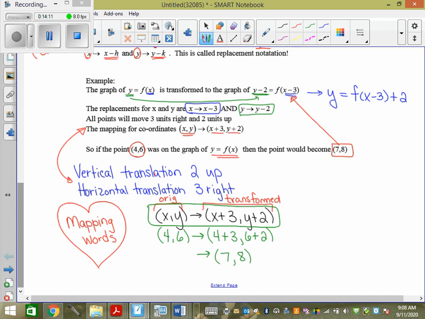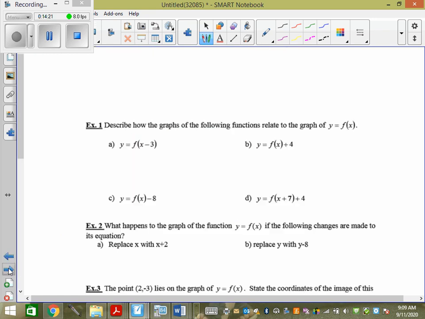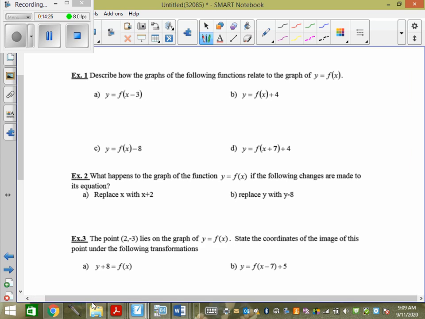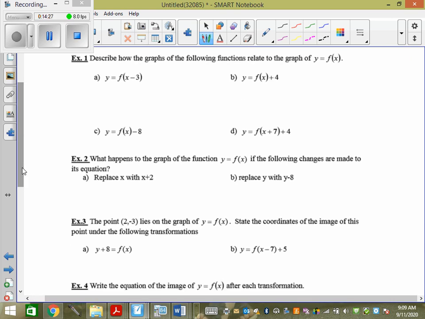Since it's a mapping question, you must show original point becomes new point. Next page. Here we're going to describe how the graphs of the following relate. So we're going to state our transformations, and they're relating to the graph y equals f of x.